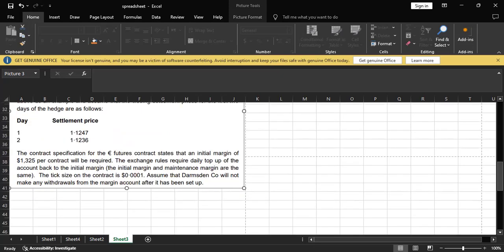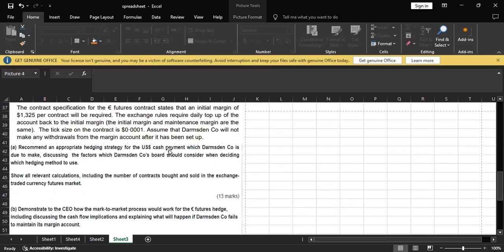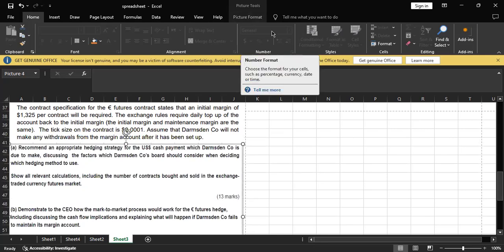So I will tell you people in today's class in very detailed that what do you mean by this margin accounts? What is the initial margin? What is the maintenance margin? So just wait and watch.